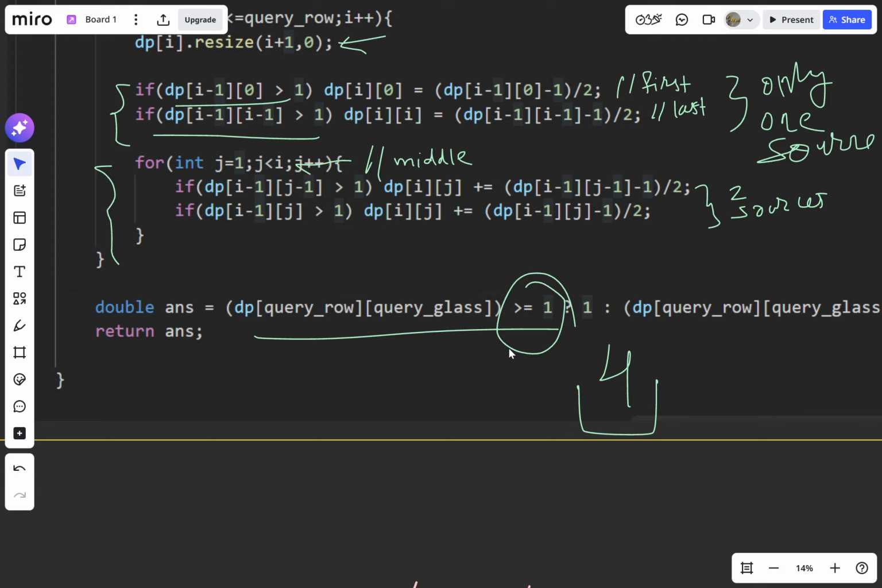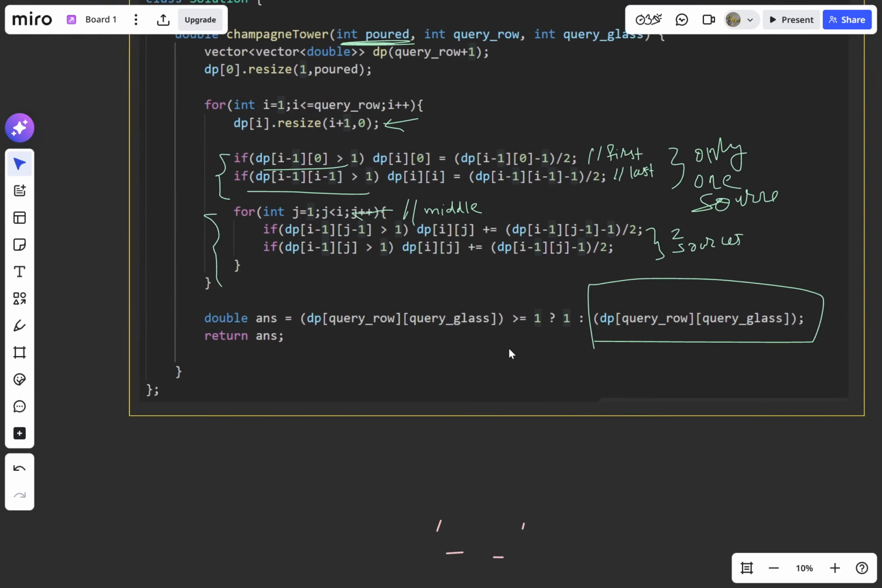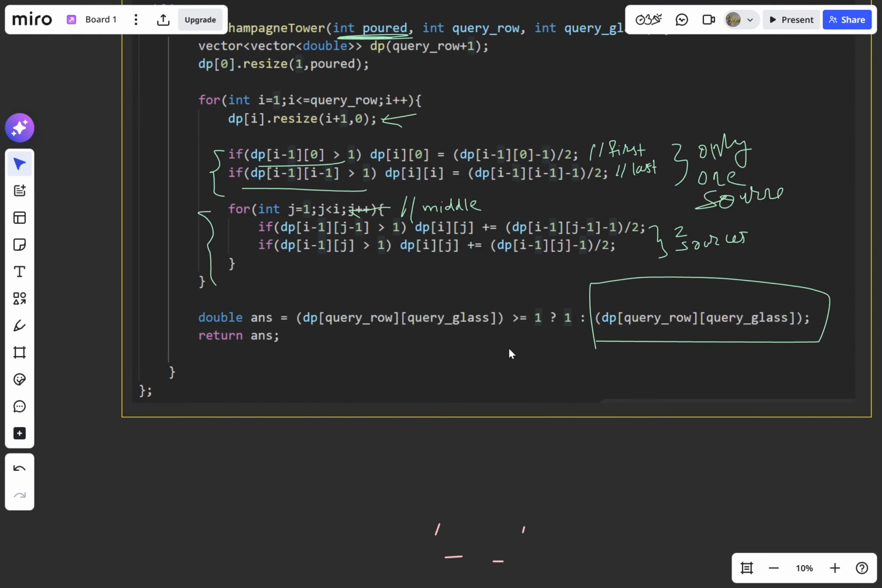So for this we have to check if it is greater than 1, then we will return 1, means it is fully filled. And if it is not greater than 1, we will return the amount of the glass which is already filled. And this is the answer.